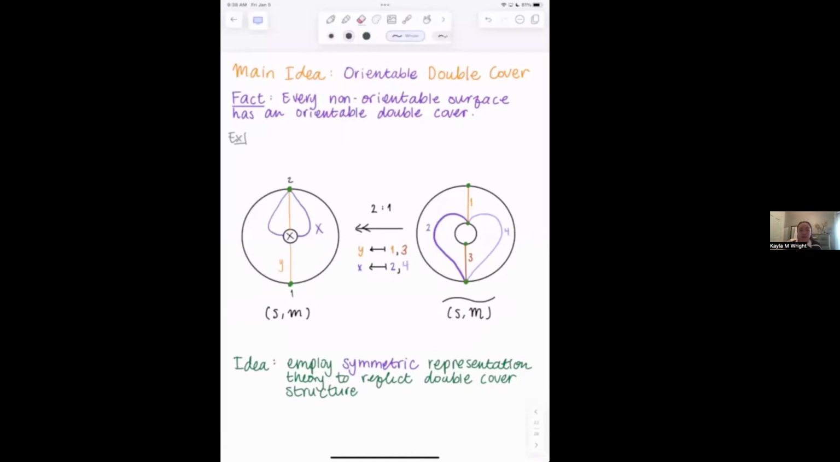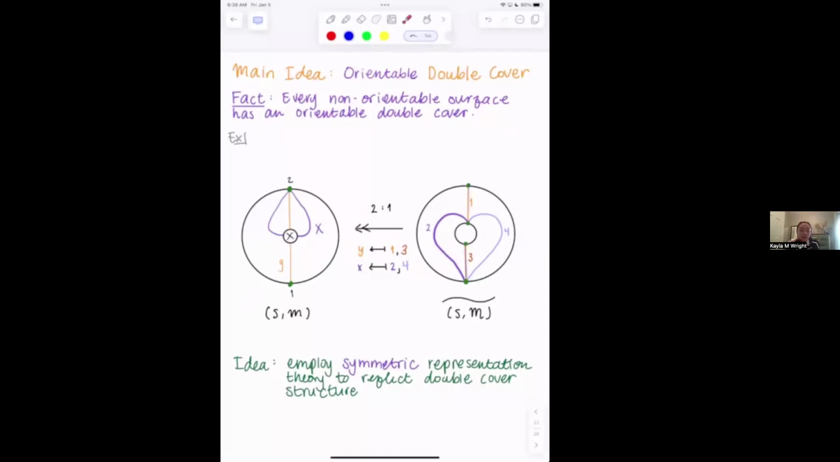So I've given an example here. This is the Mobius strip, and its double cover is given by the annulus. So what we're looking at is, what does this quasi-triangulation lift to on the annulus? And so I've tried to color code it for everyone. If we look at this arc X that traverses through the crosscap, this is going to lift to these two purple arcs that I've labeled 2 and 4. And if we look at the orange arc Y, this is going to lift to these two things.